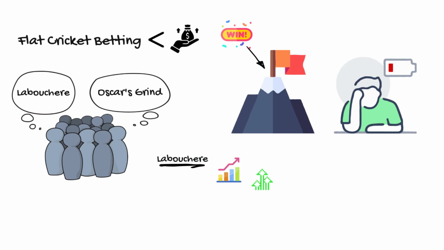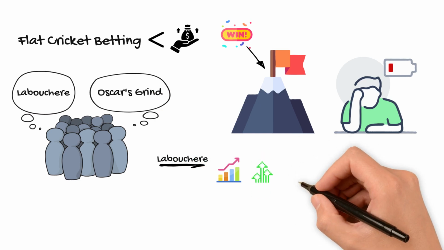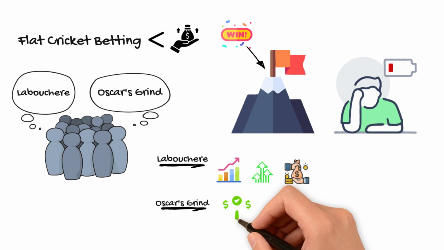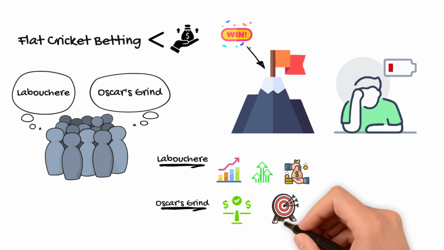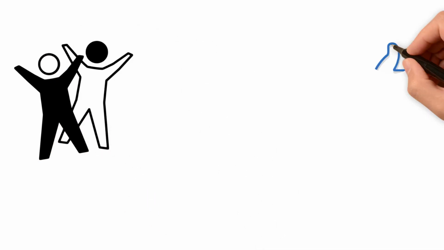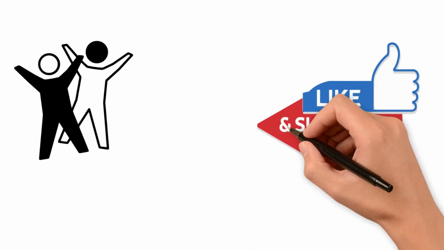Labouchere is a progressive staking tactic in which the player increases their bet to compensate for a large loss. Oscar's grind involves equal money bets and a predetermined winning aim. It usually achieves this goal, but at the expense of a significant loss when it doesn't.